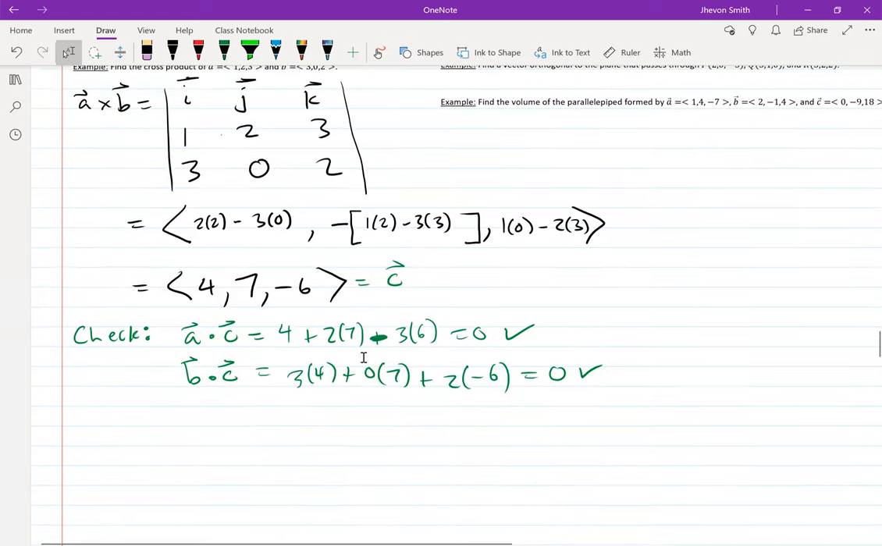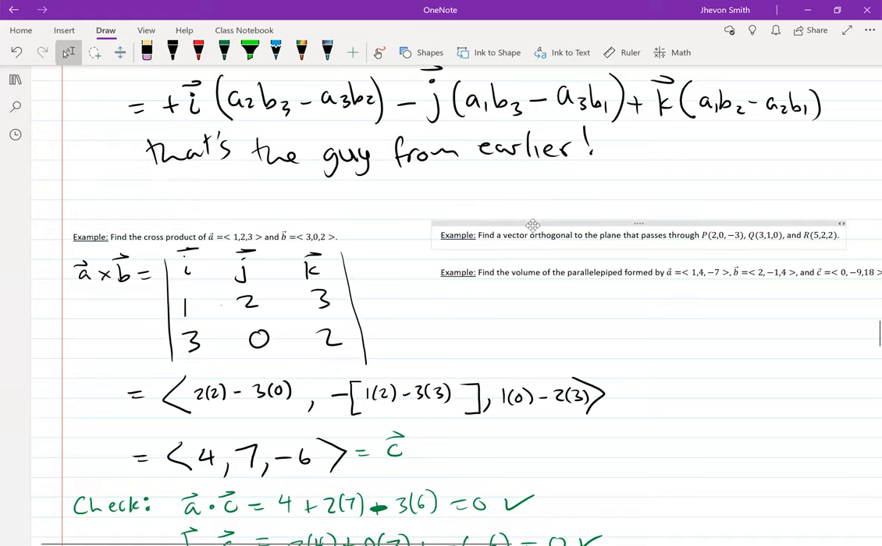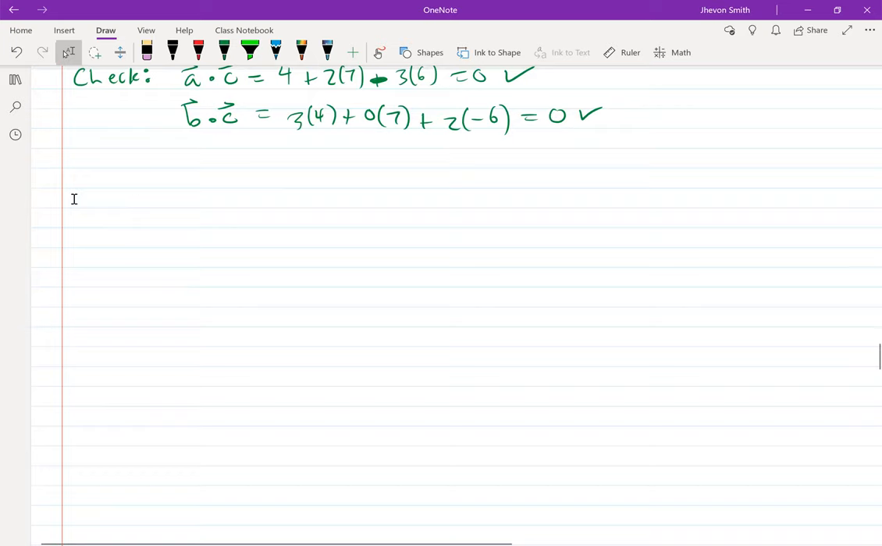So yeah, that actually works. Now, let's do the other example. Example: find a vector orthogonal to the plane that passes through these three points. Okay, so now we want to find a vector that is orthogonal, aka perpendicular, to a plane.